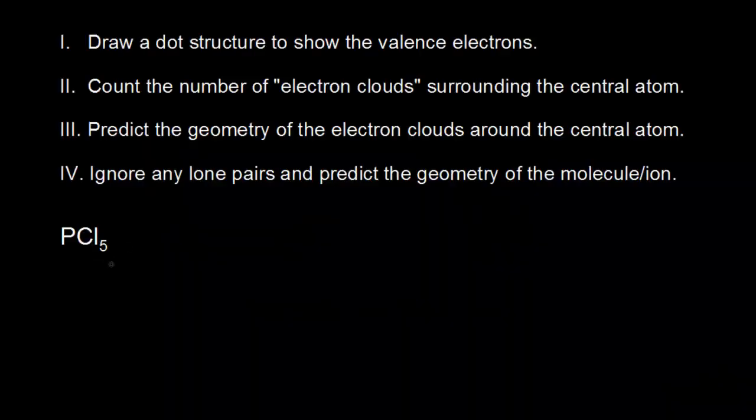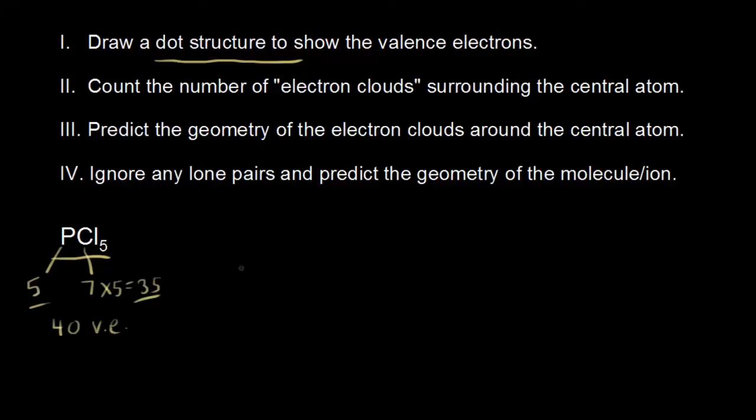Let's use VSEPR theory to predict the structure of this molecule, phosphorus pentachloride. The first thing we need to do is draw a dot structure to show our valence electrons. We find phosphorus in group 5, so 5 valence electrons. Chlorine is in group 7, so 7 valence electrons, and I have 5 of them. So 7 times 5 is 35, plus 5 gives us a total of 40 valence electrons that we need to show in our dot structure.